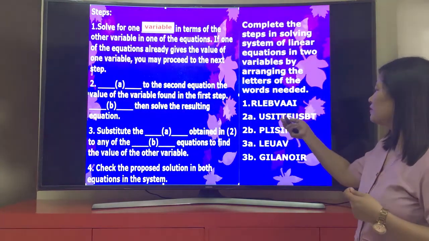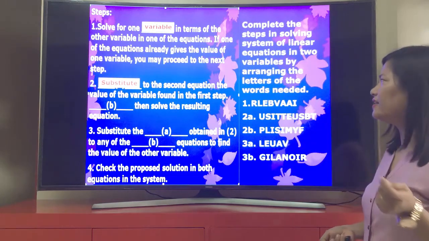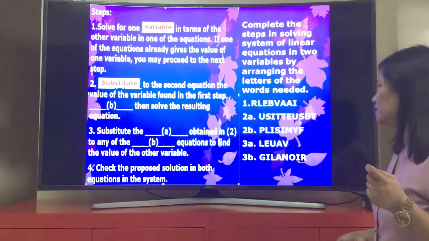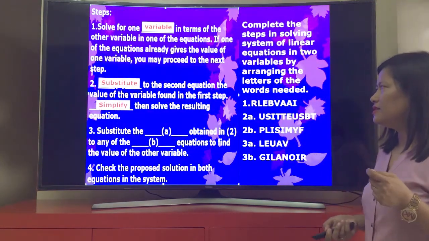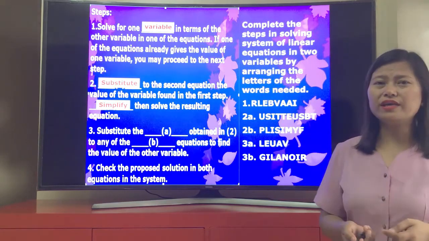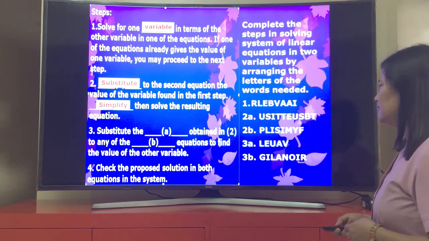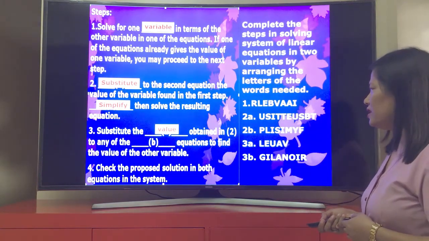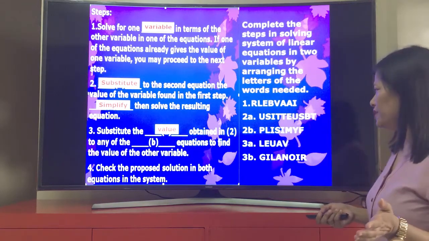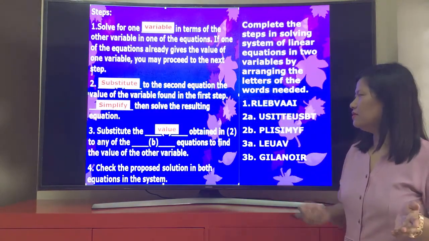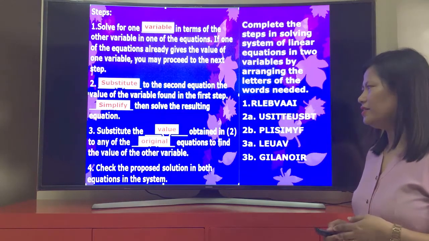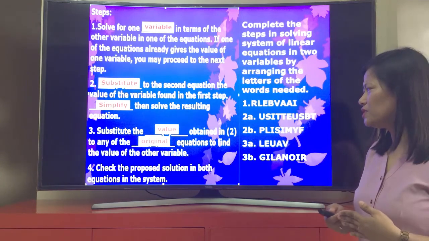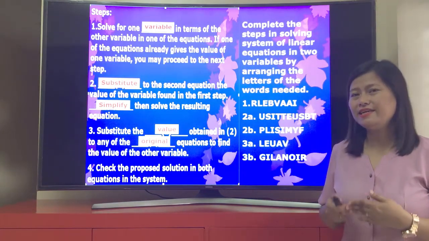2a. Substitute to the second equation the value of the variable found in the first step. 2b. Simplify, then solve the resulting equation. 3a. Substitute the value obtained in equation 2 to any of the 3b original equations to find the value of the other variable. And 4, check the proposed solution in both equations in the system.